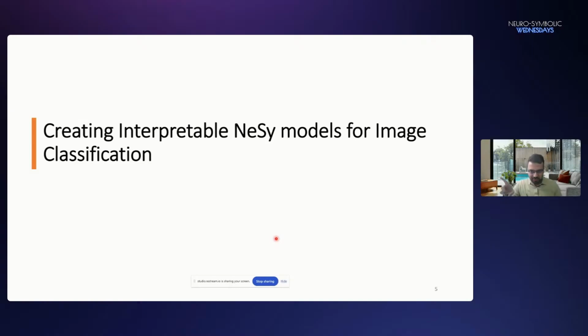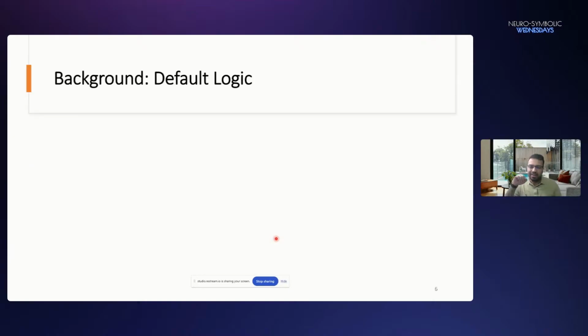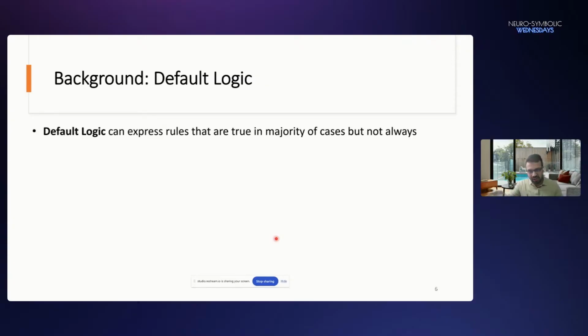Creating interpretable neurosymbolic models for image classification is the first part of my talk. And before we get into that, we need to learn about a few background topics. First is default logic.